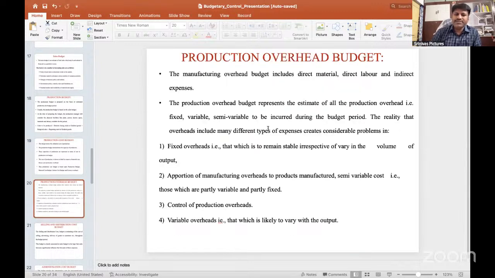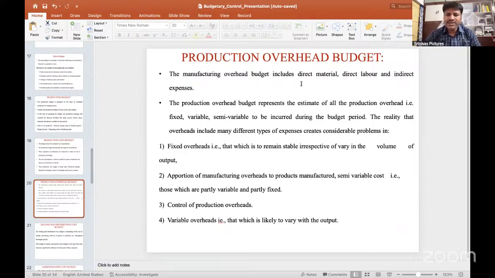Production overhead budget. The manufacturing overhead budget includes direct material, direct labor, and direct expenses. The production overhead budget represents an estimate of all the production overheads, that is fixed overheads, variable overheads, and semi-variable overheads incurred during the budget period. In reality, overheads include many different types of expenses, which creates considerable problems.